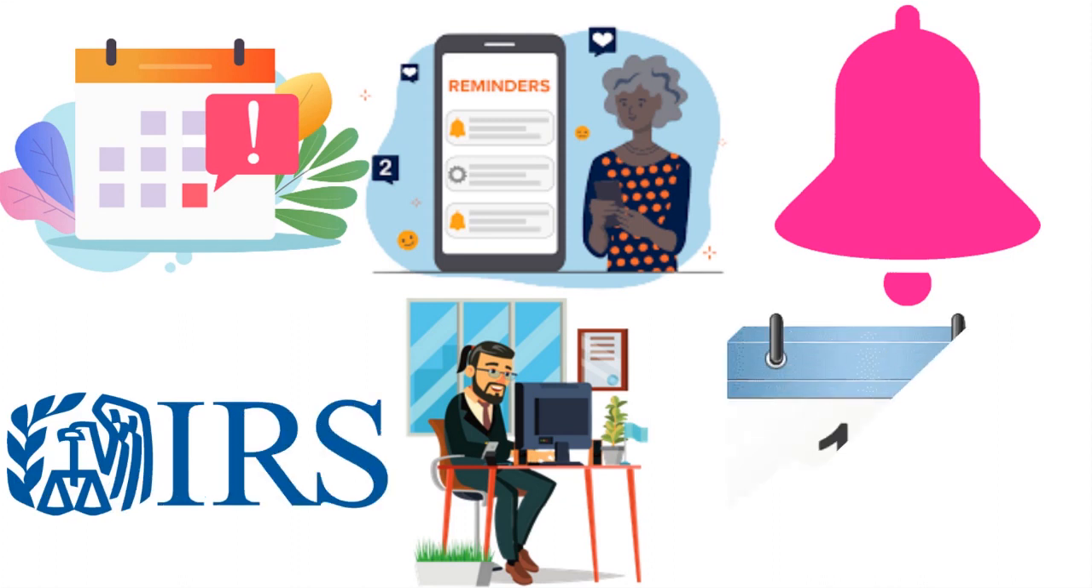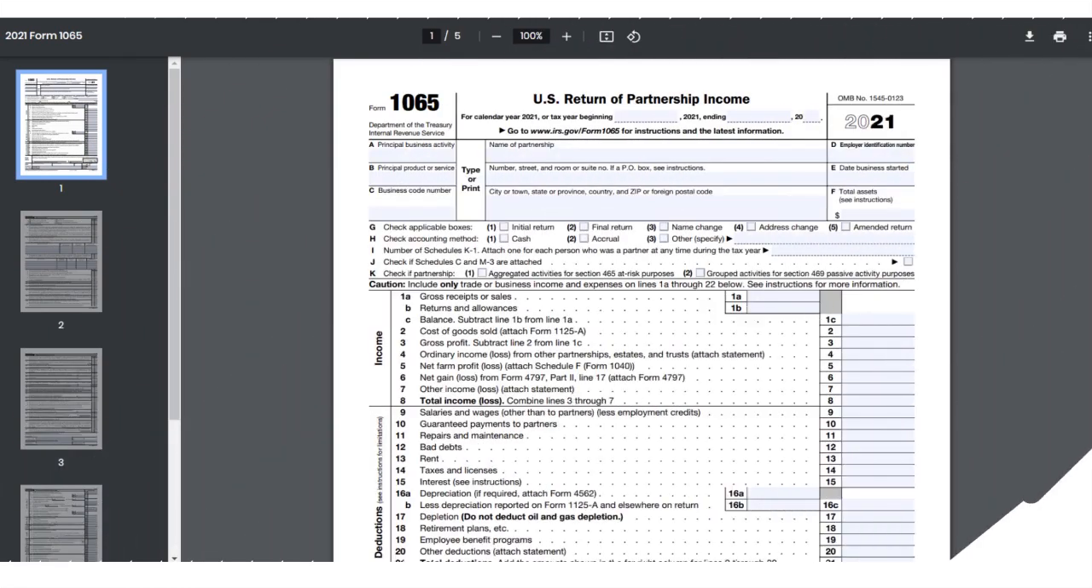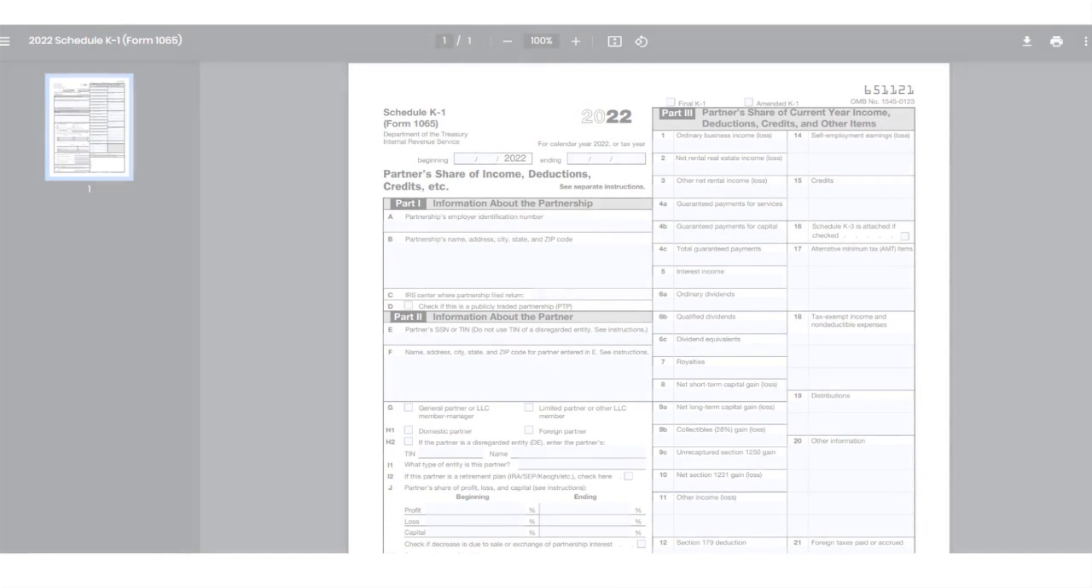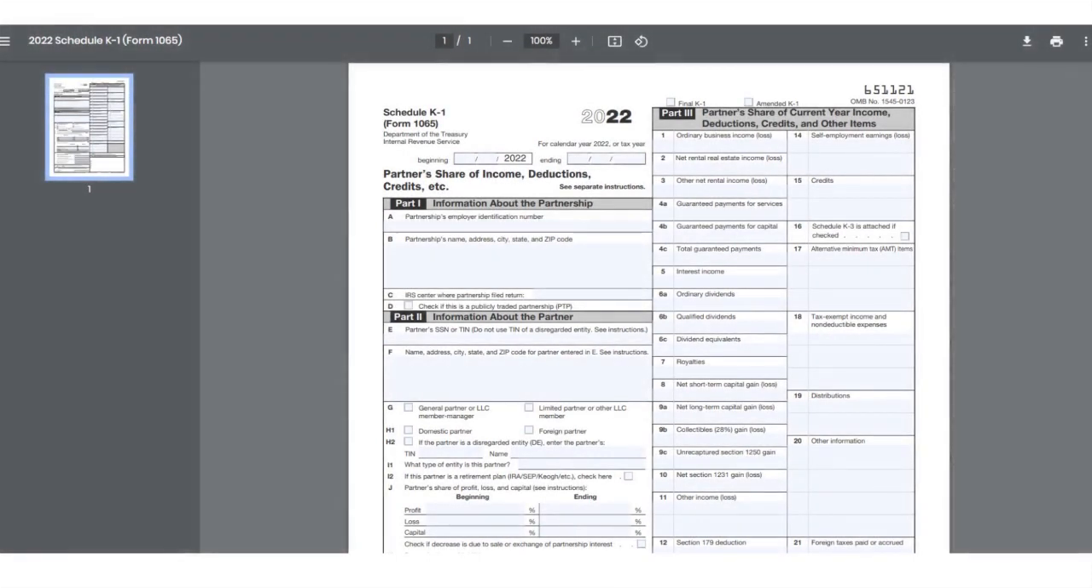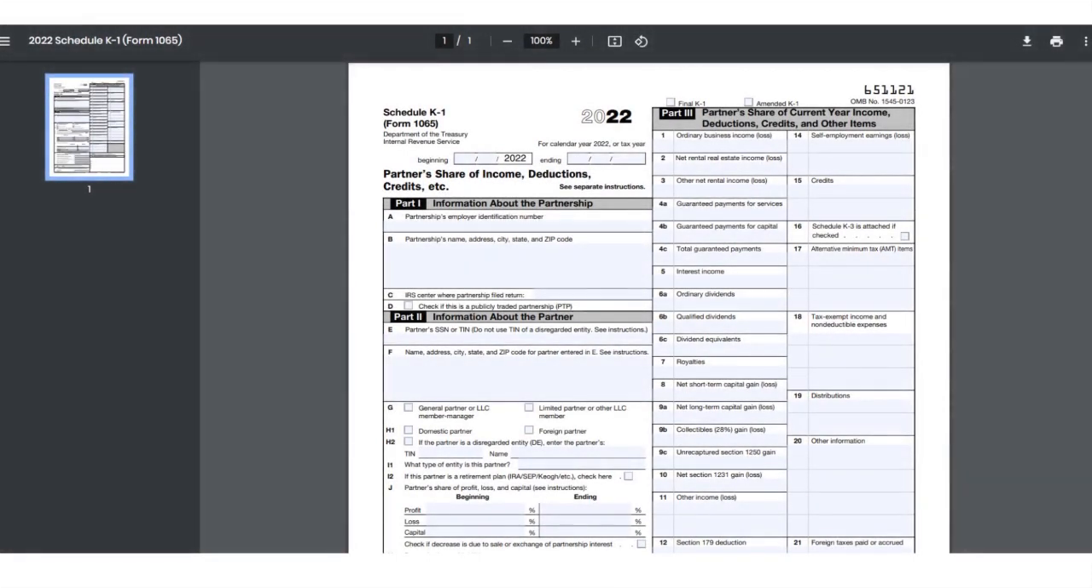March 15th is the deadline for Form 1065 and Schedule K1. That's if you are filing as a partnership. You are a multi-member LLC, you have not elected otherwise, so the IRS is treating you by default as a partnership. So March 15th, Form 1065 and Schedule K1.